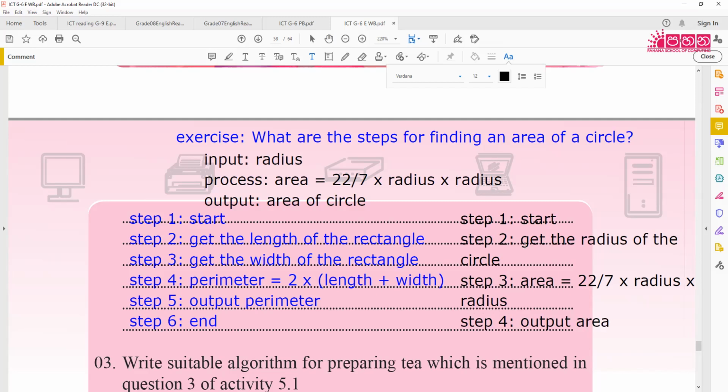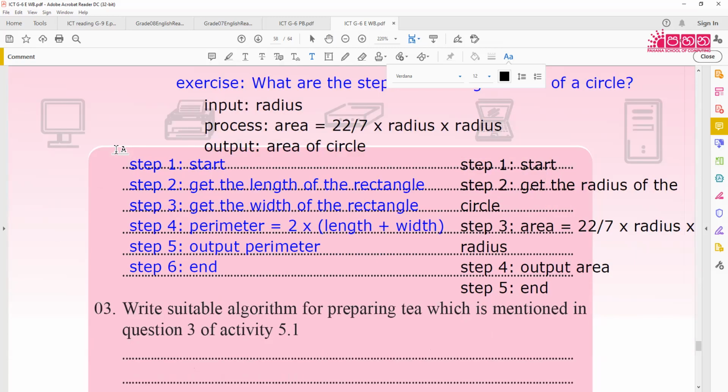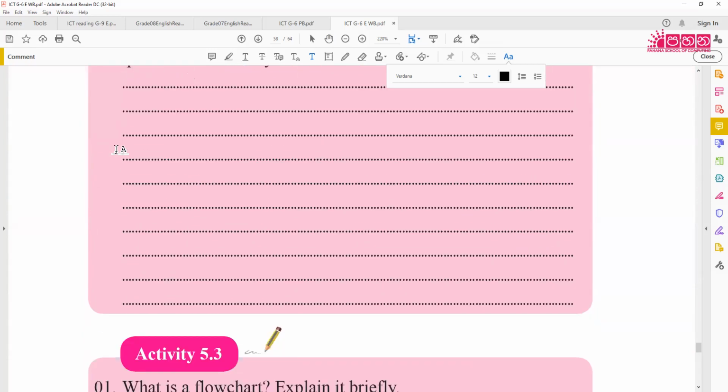Output area. And finally, yes, last one. Yes, exactly. So that will be the end. So I hope now we have some understanding of generating algorithms. You can now develop algorithms and we can just write.